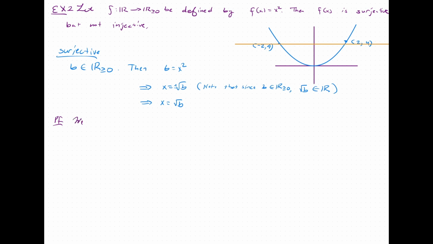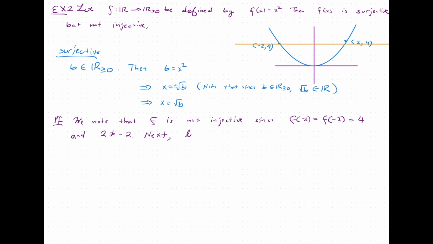So we note that f is not injective since f of 2 is equal to f of negative 2, which is equal to 4, and 2 does not equal negative 2. And so that shows that it is not injective.